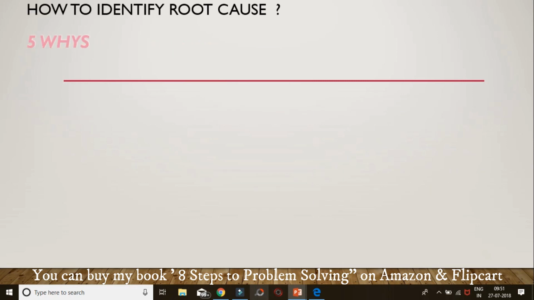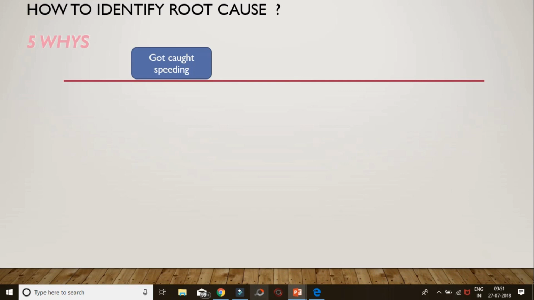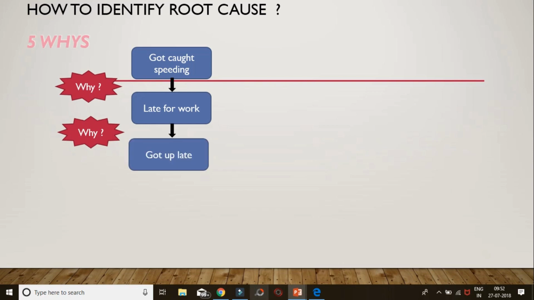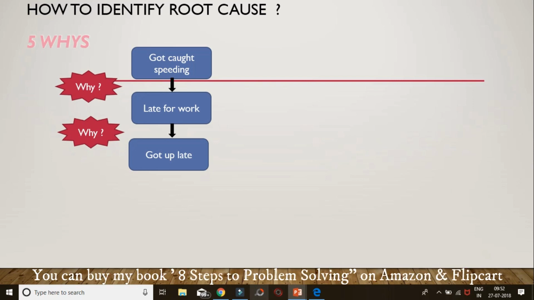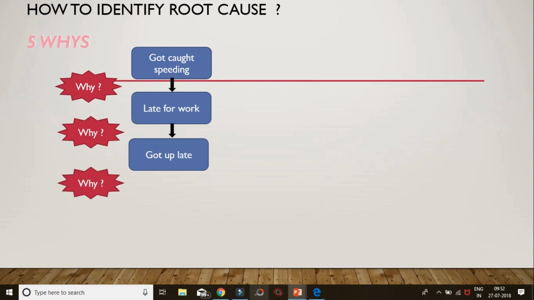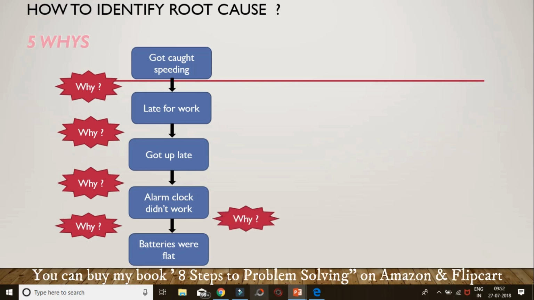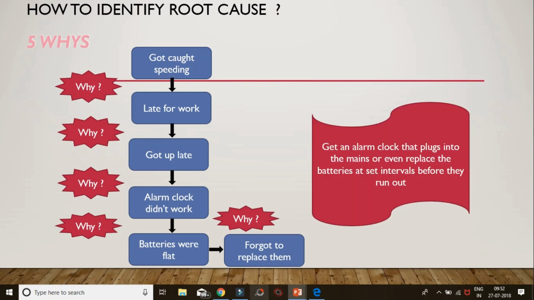How to identify root cause with the help of 5 whys. So you got caught speeding. First why was asked: why were you speeding? The answer was that I am getting late for work. And the next why was asked: why were you getting late for work? The answer is I got up late. So this answer to the first why becomes the question for the next why. Why did you get up late? Alarm clock did not work. Why did your alarm clock not work? Because the batteries were flat. Why were the batteries flat? Because I forgot to replace them.